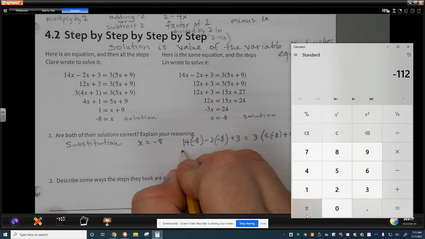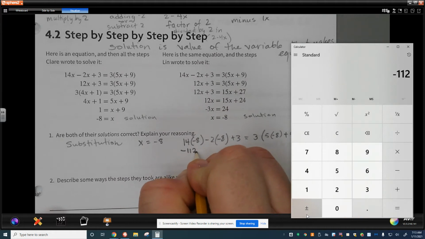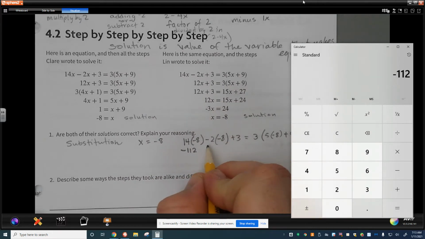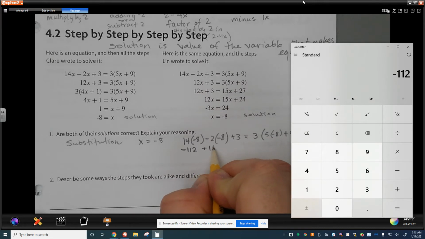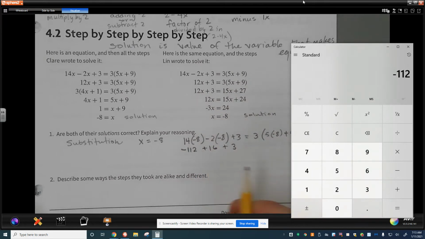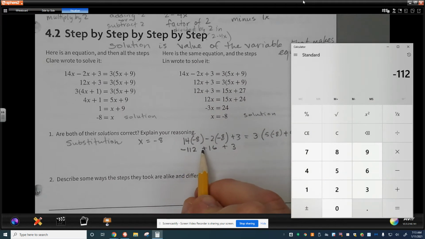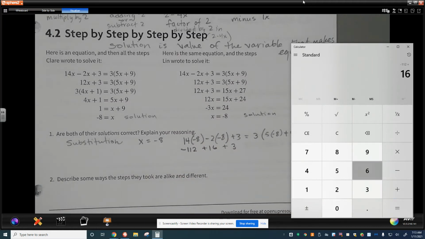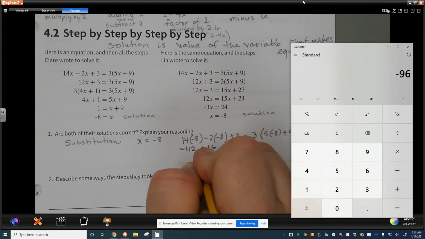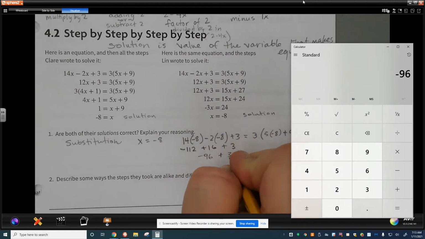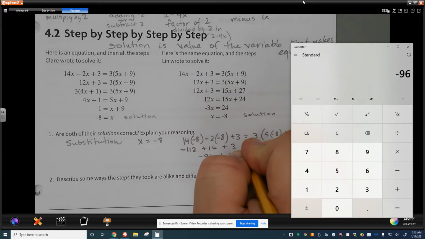Is a minus 112. I do know that 2 times 8 is 16, and a negative times a negative is a positive, plus 3. So negative 112 plus 16 is making this number get closer to 0. So we're going to add 16 to that to make negative 96. And then we'll add 3 more to make a negative 93.